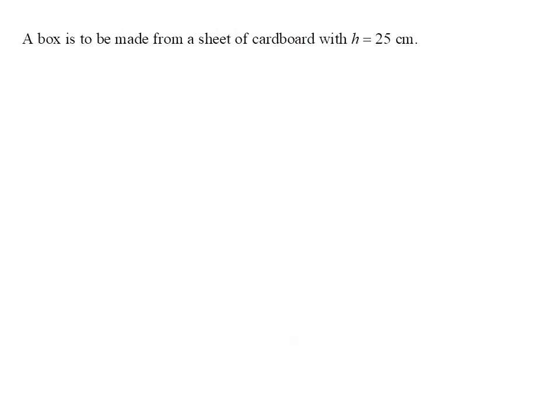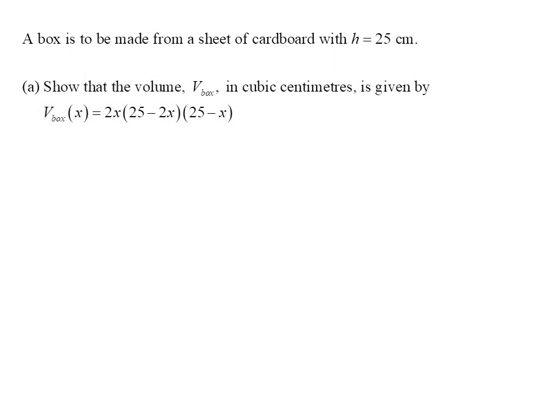Here we continue with section B, question 1. From the previous screen, now a box is to be made from a sheet of cardboard with h equals 25 cm. Based on this, there are 7 parts in this question. Part A is to show that the volume VBox in cubic centimeters is given by VBox equals 2x times (25 minus 2x) times (25 minus x).